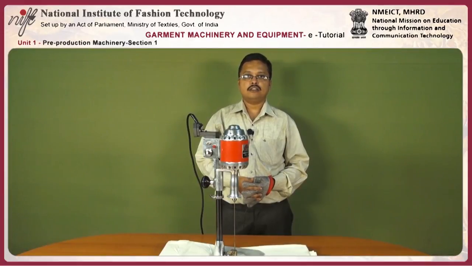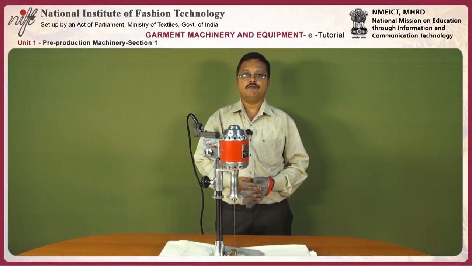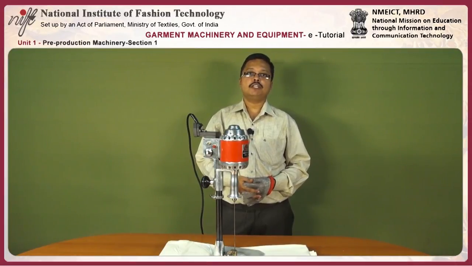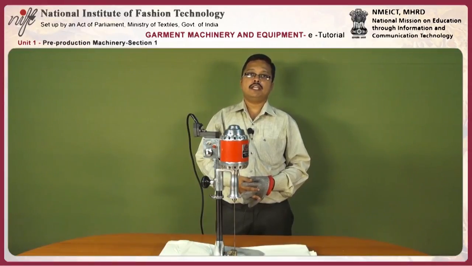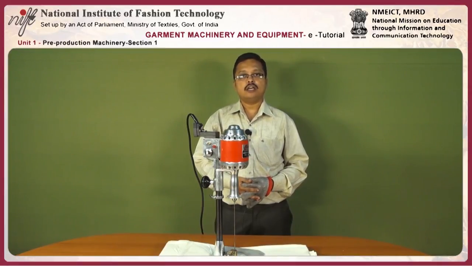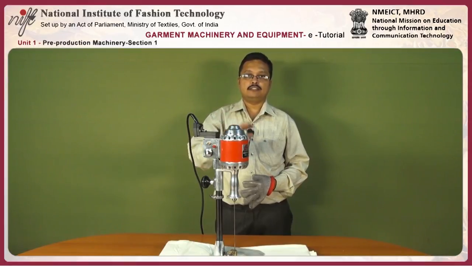This is a cloth drilling machine. The purpose of this machine is when you have a smaller part to be attached onto a larger part, the placement of the smaller part has to be marked. This can be achieved either by marking single plies using pens or chalks, or using machines like this.